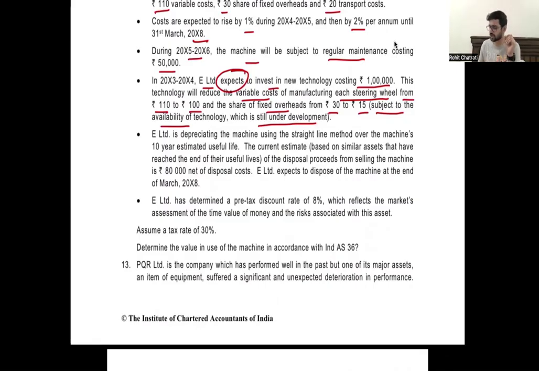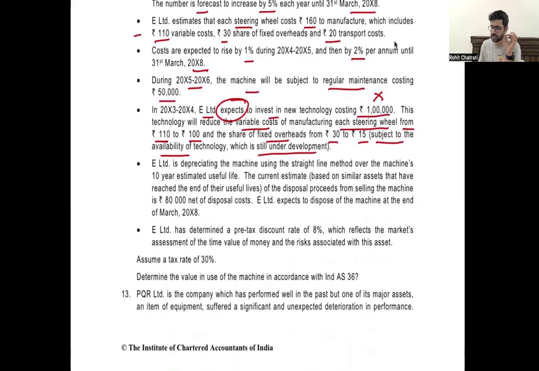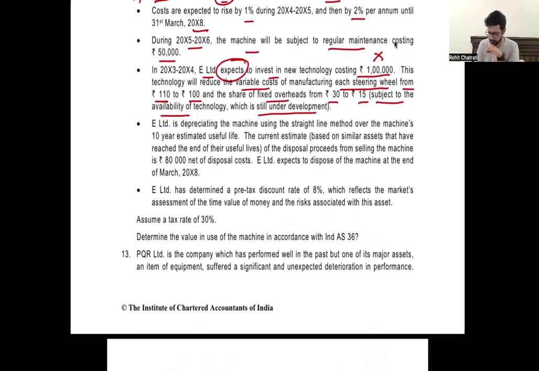Now, in the same way, because this 1 lakh is not being considered as an outflow for VIU calculation, the cost savings that are coming along with it will also be disregarded. I am not going to take these cost savings into account for VIU computation. I have not taken the 1 lakh outflow, and similarly the cost saving will also be disregarded. I will continue to assume that the costs are actually going to be 110 of variable costs and rupees 30 of fixed overheads. I'm not going to assume that the cost savings will actually come into picture.